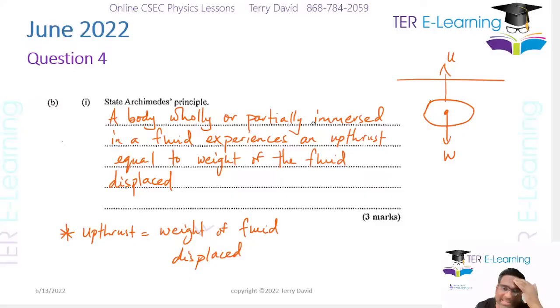Now, if you put kilopascal for the previous answer, that's okay. You'll still get a mark. Don't worry. All right, so 3 marks for that.